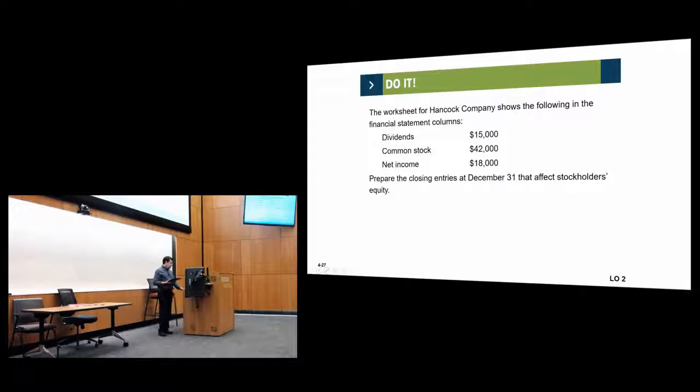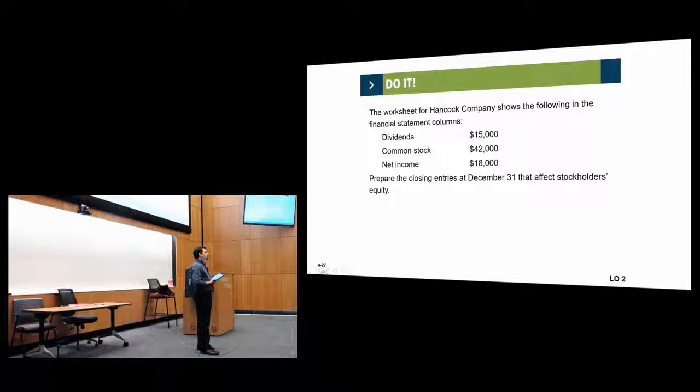So here, for example, the worksheet for Hancock company shows the following in the financial statement columns. We have dividends 15,000, common stock 42,000, and net income 18,000. Prepare the closing entries at December 31st. Here, we do not need to do the revenues and expenses because they gave us net income.